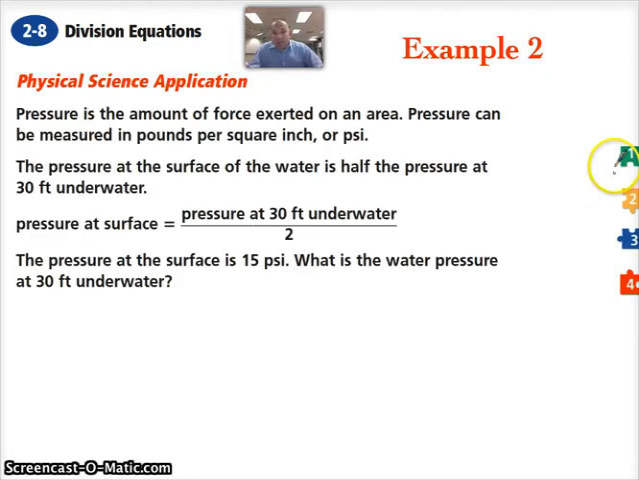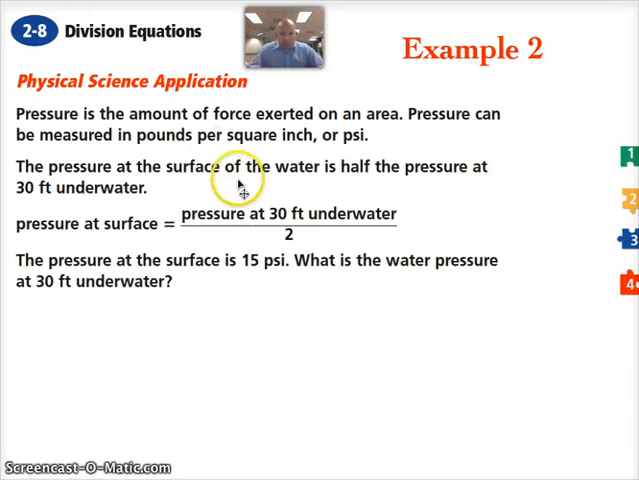Next, we've got a story problem here. Let's go ahead and read it. Pressure is the amount of force exerted on an area. Pressure can be measured in pounds per square inch, or psi. The pressure at the surface of the water is half the pressure at 30 feet underwater.